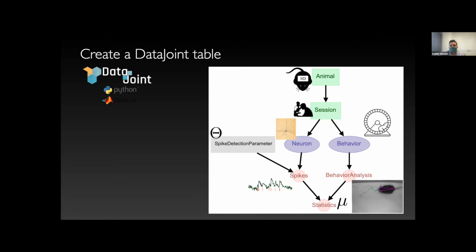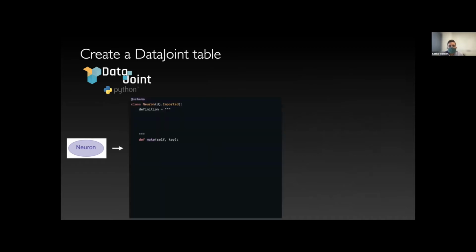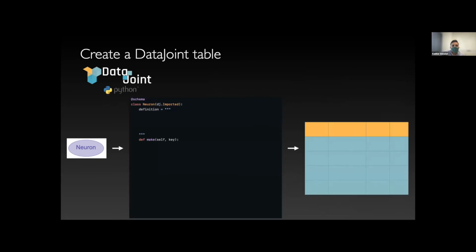So let's take an example of how to create a table with DataJoint. And let's look at it in Python, for example. So let's look at the neuron table. And as I mentioned, each of these nodes is represented by a block of code in DataJoint. And so here, what I'm showing you is that block of code in Python, and that block of code then defines a table in a database.